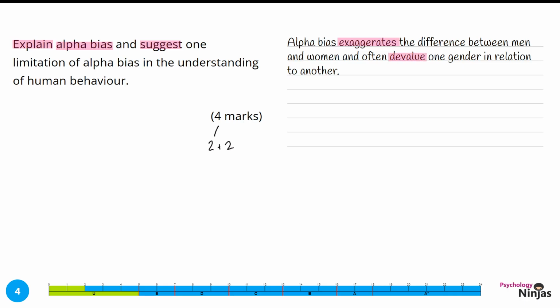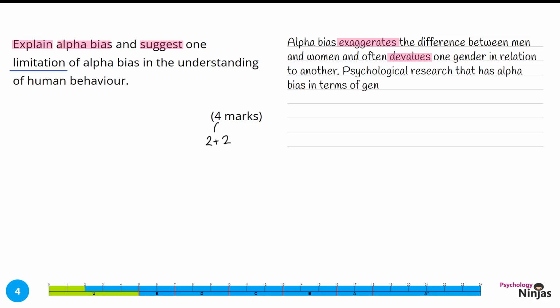We're then going to the second part of our question to suggest a limitation of alpha bias. Now, when we're suggesting this, we need one limitation. There's no point in putting more than one down. And within that, we want to identify that limitation and then suggest or justify it or explain why that is a limitation. Let's have a look at this limitation part of our question.